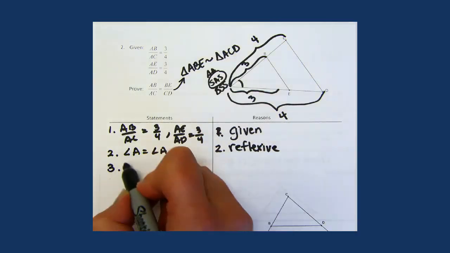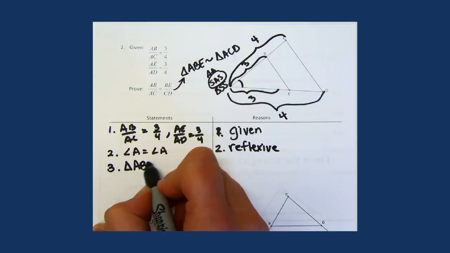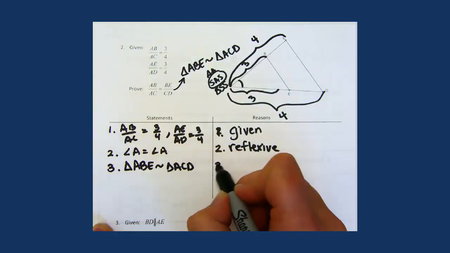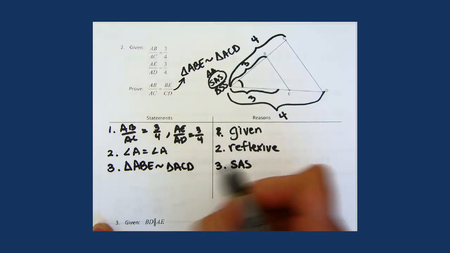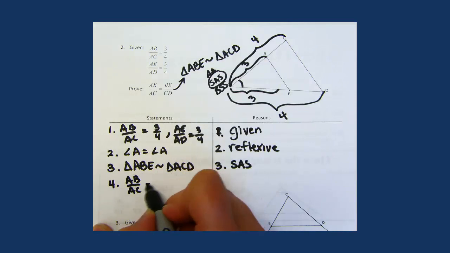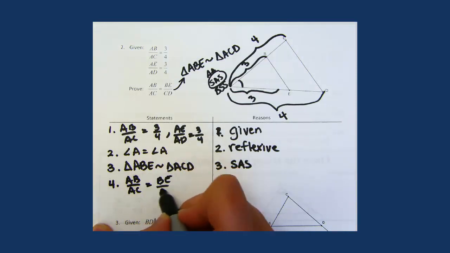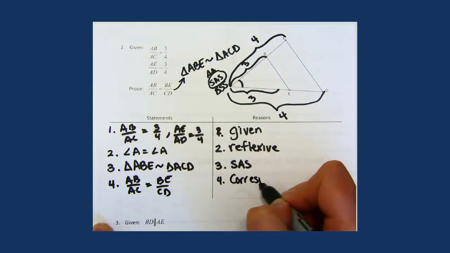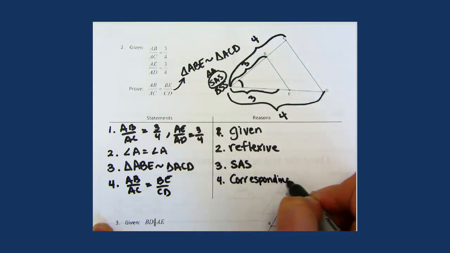And then we can say that the 2 triangles are congruent, not congruent, sorry. We can say that the 2 triangles are similar. And our reason for that would be side, angle, side. But that's not what they want us to prove. They want us to show that AB over AC equals BE over CD, and those are sides of the triangle that are in proportion. So our last step is to say corresponding sides are in proportion.